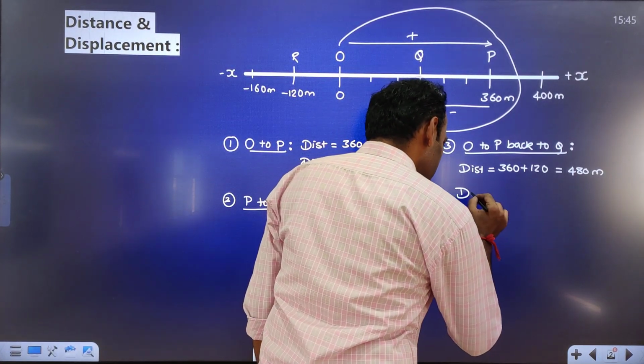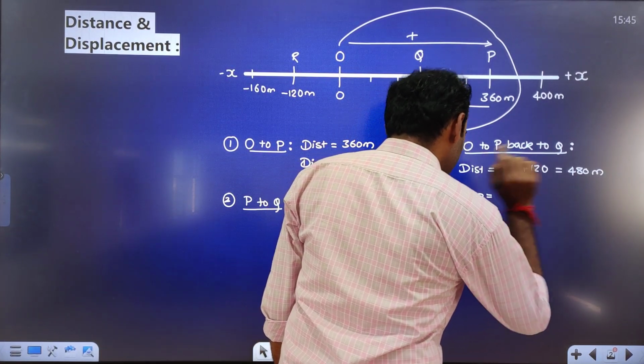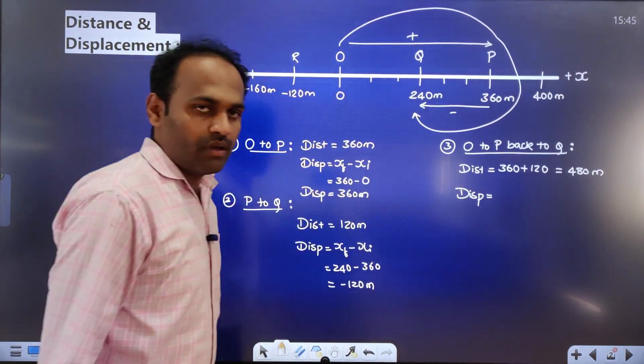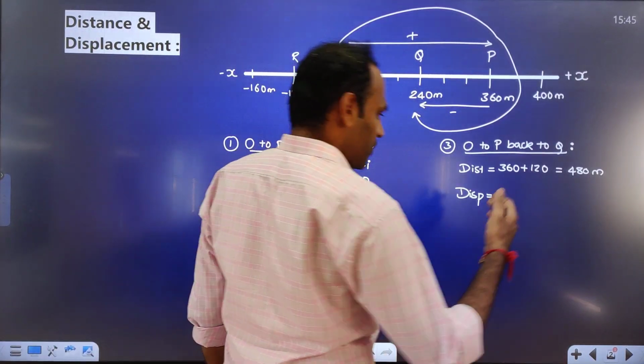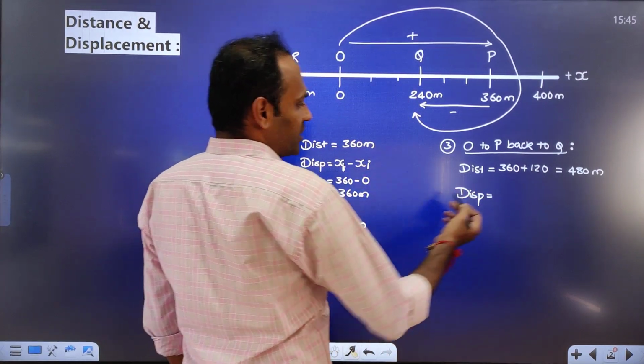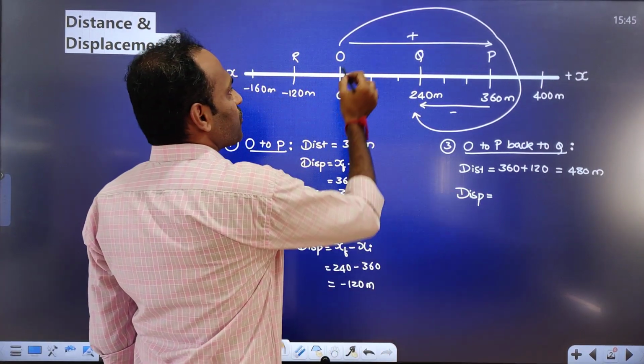Next, what about displacement? I am starting from a very basic concept so that even class 11 students who are presently studying class 11 will be familiar with it. Okay, displacement. See, what is the initial position of the particle?